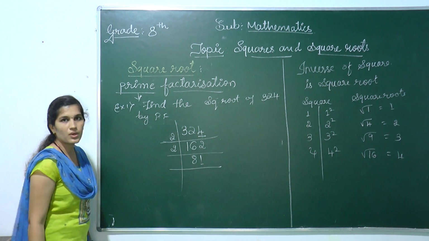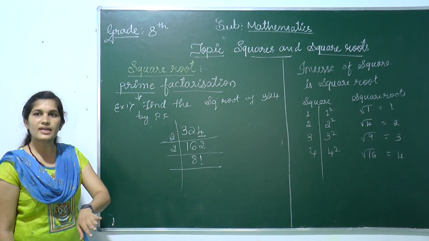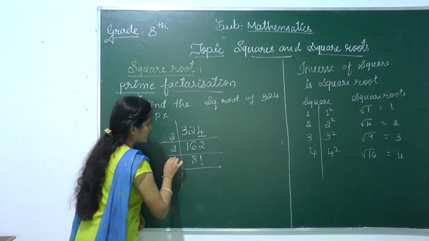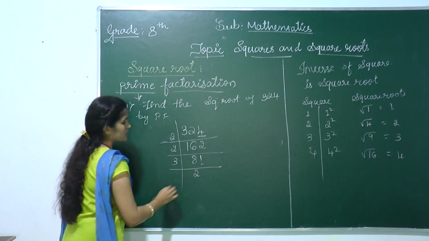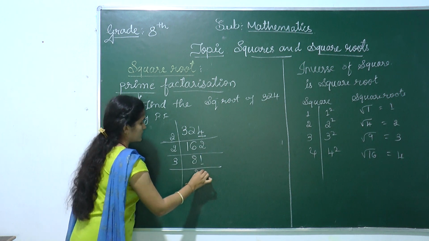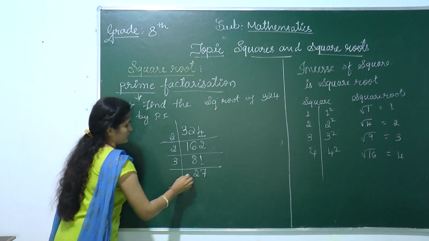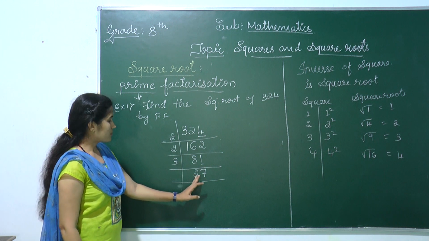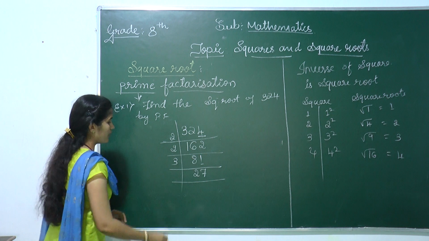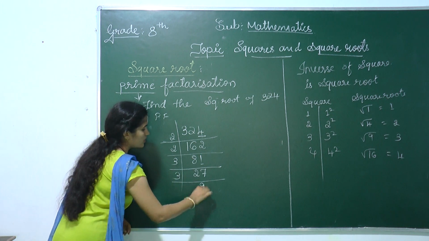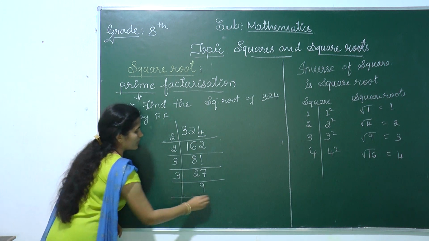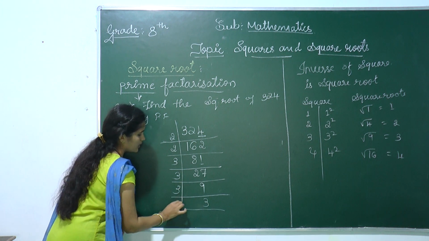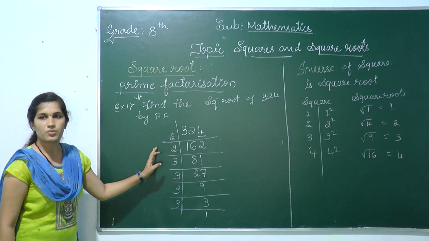1 is not an even number. So we should go to the next prime number, that is 3. Okay. 3 twos are 6. 2 remains, 21. 3 sevens are 21. Again 7 is an odd number. In the 3 tables we find 27. So 3 nines are 27. Next 3 threes are. Next 3 ones are. This completes our prime factorization.